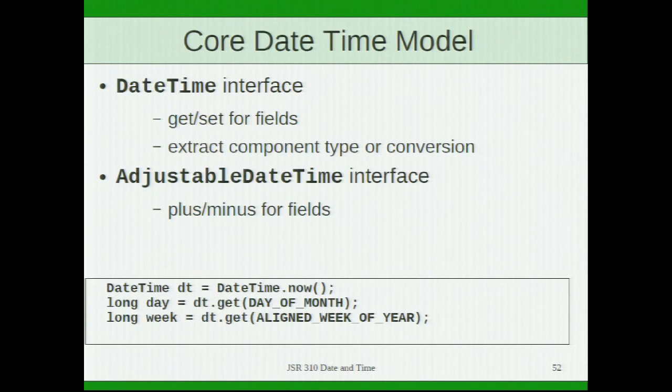So underneath the high-level APIs that we've been talking about, there are two core interfaces that provide a base substrate that all of this is built on. The date time interface has a model of all of the objects that has fields, and you can get fields, and you can say set, but really the methods are called with, and it returns a new object.